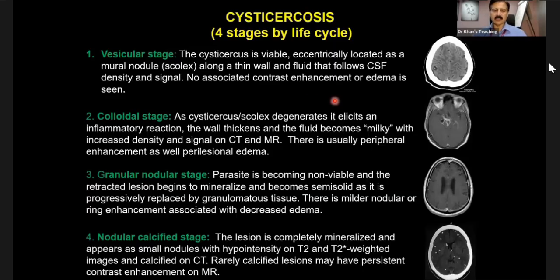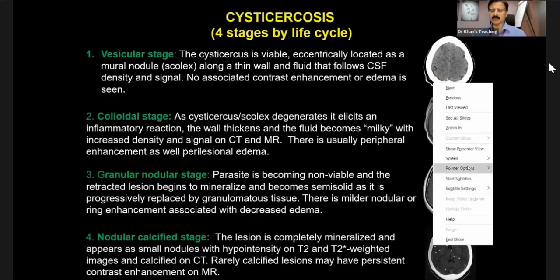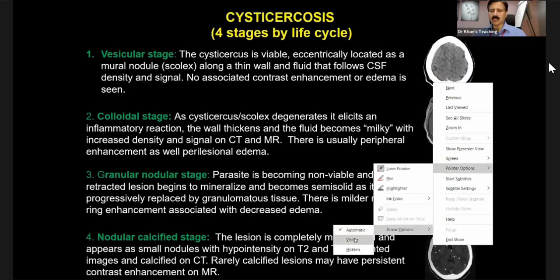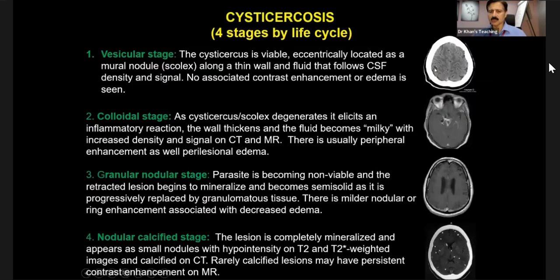And what happens is this colloidal stage. Basically, when it goes into the brain, it just sits there. The central portion here is the scolex or the larva. This, by the way, is viable. It is alive and it can grow. And surrounding it is a cyst. And it will stay there. They have documented cases of it sitting there for up to 30 years. And the average time is about 4.